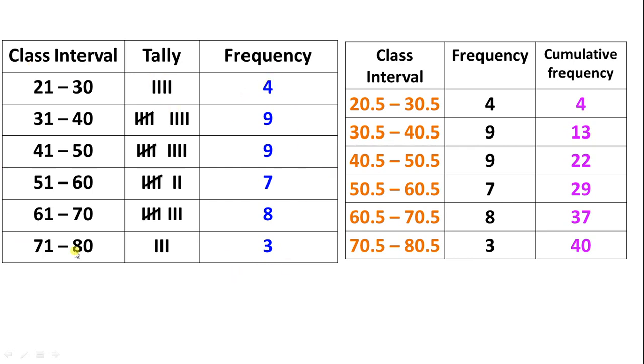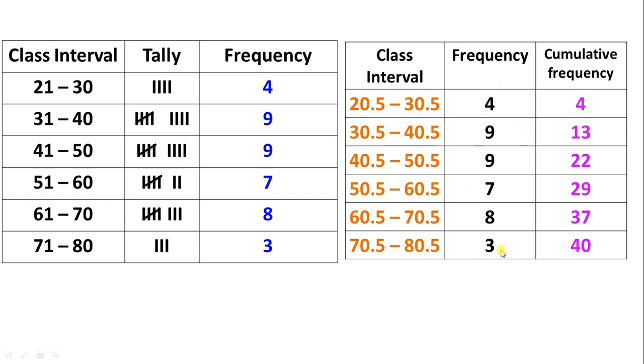The given frequency distribution is in inclusive form, so before we draw a histogram or an ogive, it has to be converted into an exclusive form. 31 minus 30 is 1, 1 by 2 is 0.5, so the adjustment factor is 0.5. 21 minus 0.5 is 20.5, 30 plus 0.5 is 30.5, and it is continued in the similar manner.